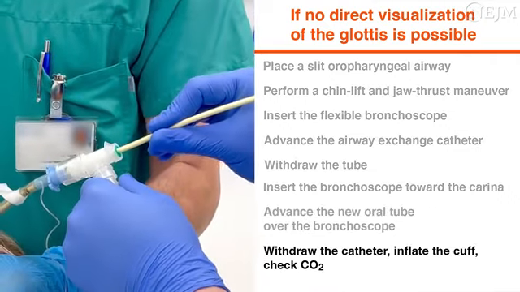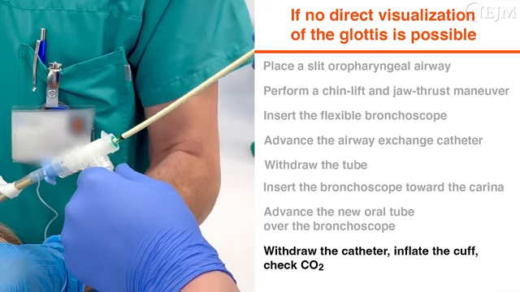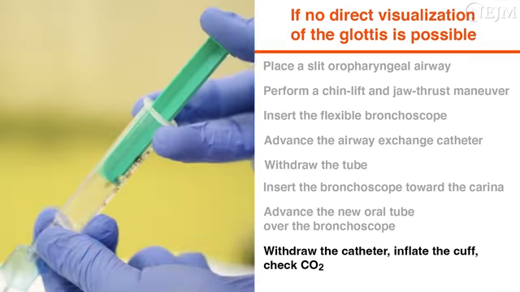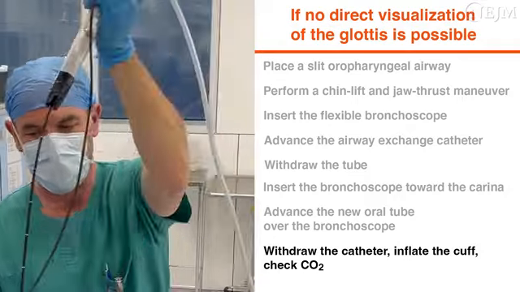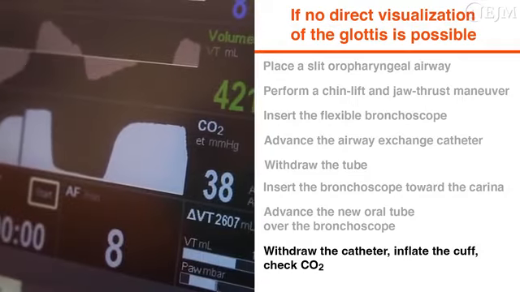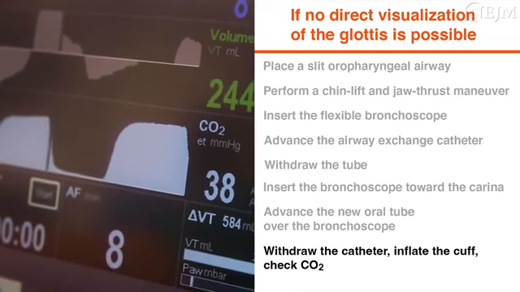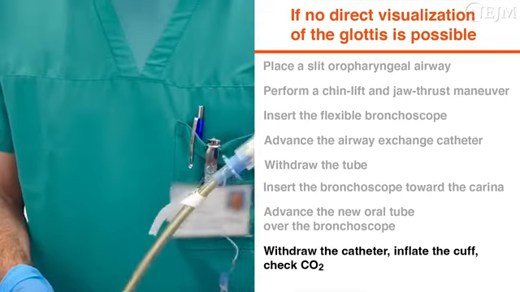Withdraw the airway exchange catheter to the level of the hypopharynx. Inflate the cuff of the oral tube, then remove the bronchoscope. Make sure that a carbon dioxide tracing can be seen on the anesthesia monitor, then completely remove the airway exchange catheter and the nasal tube.